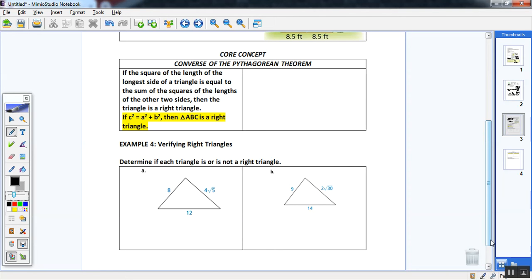Okay? So it says the converse of the Pythagorean Theorem. If the square of the length of the longest side of a triangle is equal to the sum of the squares of the lengths of the other two sides, then the triangle is what type of triangle? In other words, it's just restating the formula. It says if c squared equals a squared plus b squared, then the triangle must be what kind of a triangle? Right. So let me do this right here. I'm going to put a triangle up here.